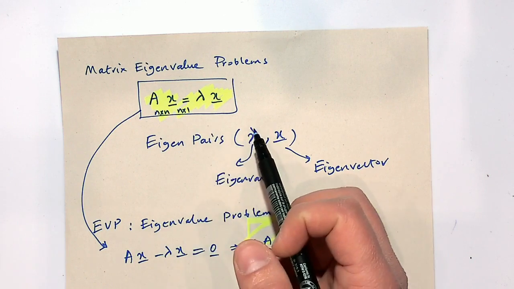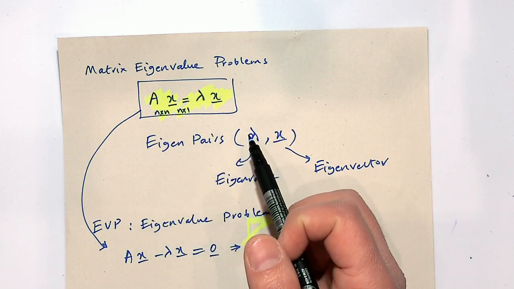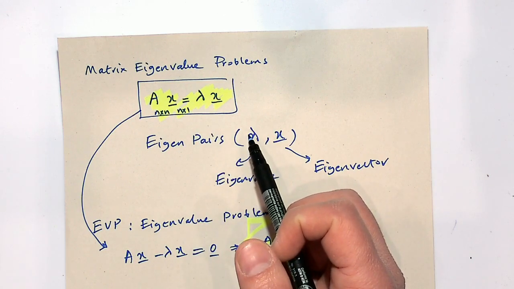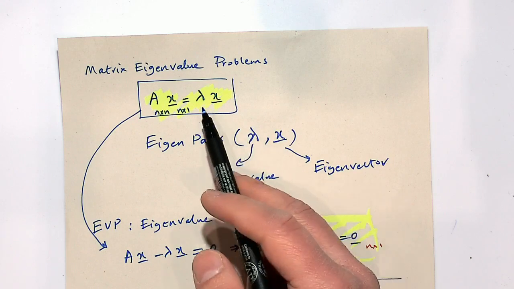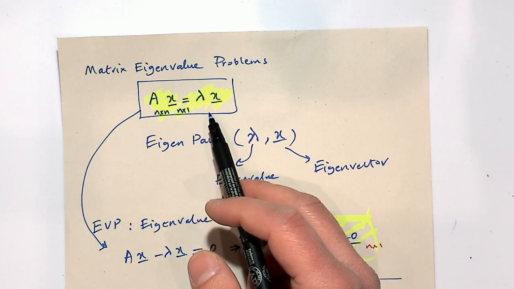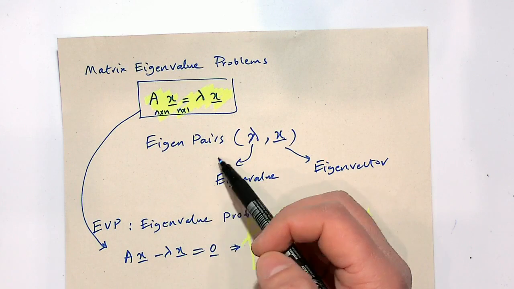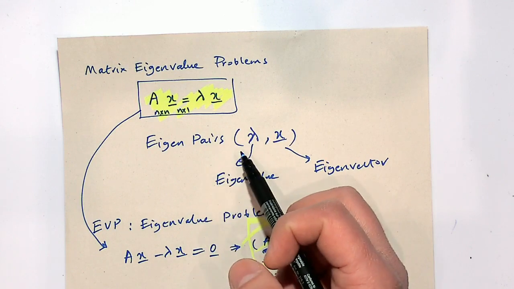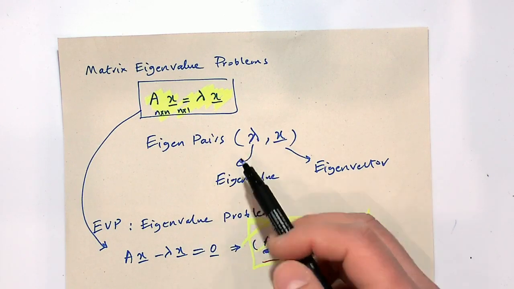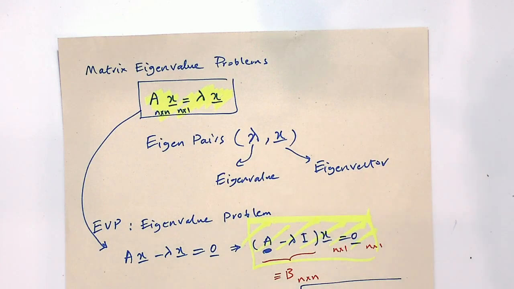On the left-hand side, we have the matrix vector multiplication. So A is n by n, and x is n by 1. And lambda is a scalar. And then we have x, which is n by 1. So always we have a pair of eigenmodes, which means that we have lambda, and corresponding to that, we have x. Okay?